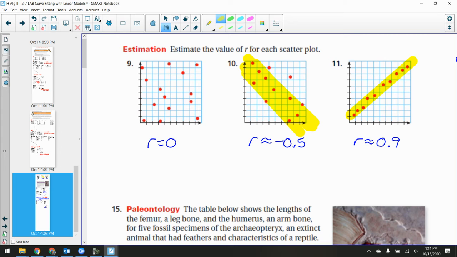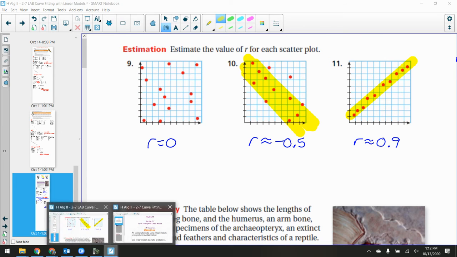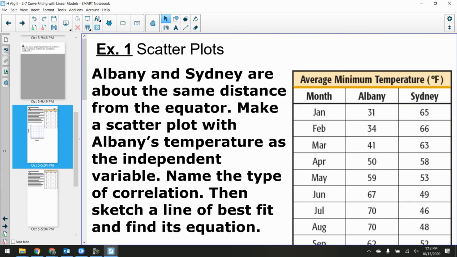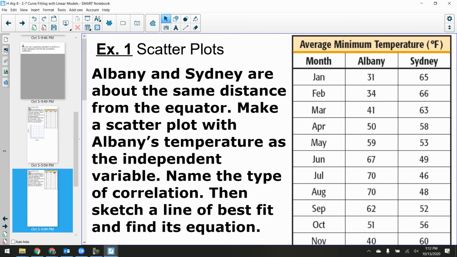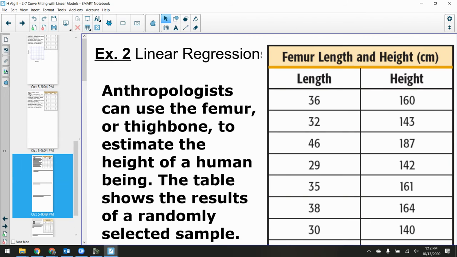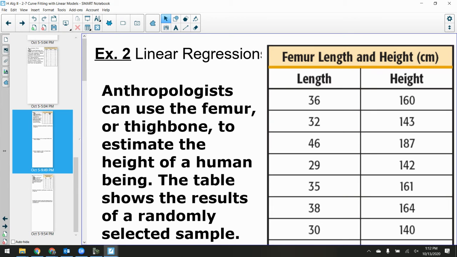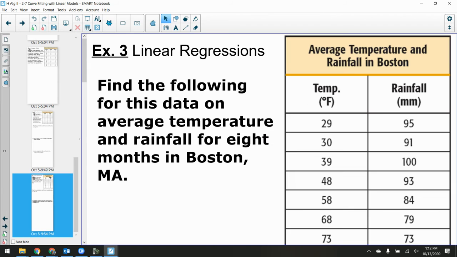All right. Questions on any part of the homework? Okay. So let's do this. Let's finish with the guided notes from Friday. What is it? Is it the femur and height, or is it the rainfall in Boston? Femur and height. Okay.